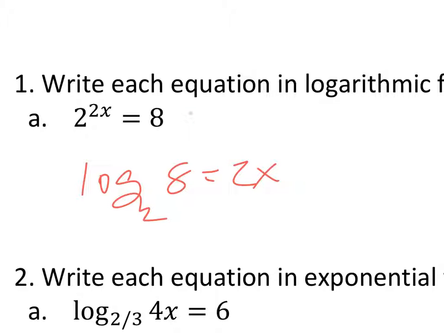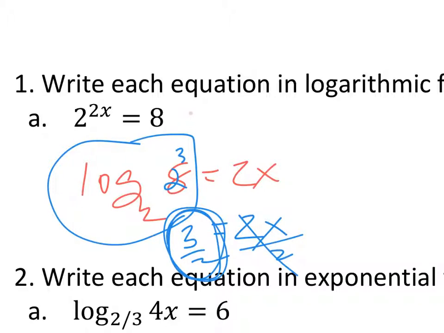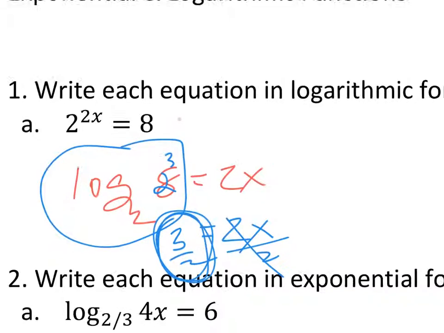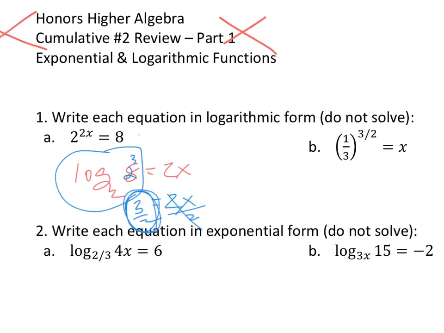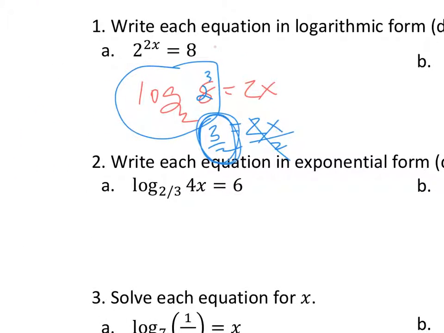So this one, I know some of you guys are way ahead of me because this was an easy unit. That's 2 to the third. That one's 3. 3 equals 2x. Divide by 2, and you're done. Boom. 3 over 2. It says don't solve. Doesn't say to solve? It says do not solve. Oh, yeah, so I didn't have to solve. Okay, fine. All right, on to number 2.